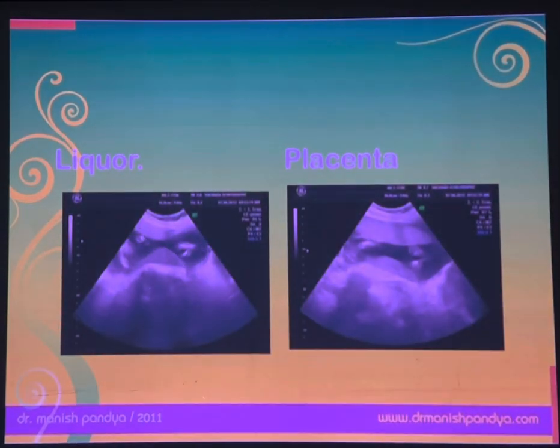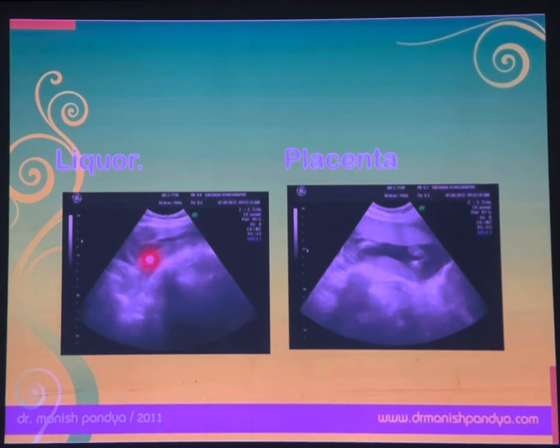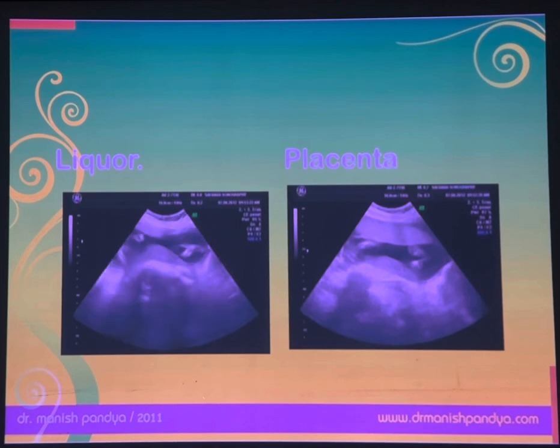Now you can see the liquor in this patient. You can see the environment of liquor is very good. You can see the baby is moving. The baby doesn't want to show his face, so the baby is shying, having 2 limbs in front of the eyes. You can see liquor subjectively is very good.